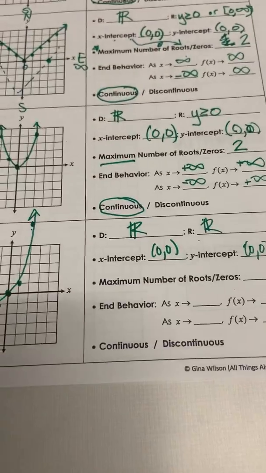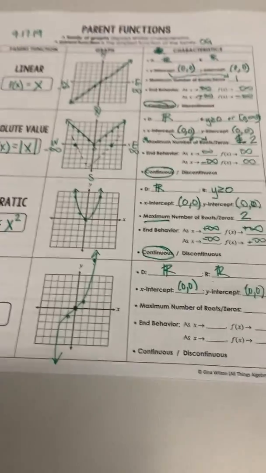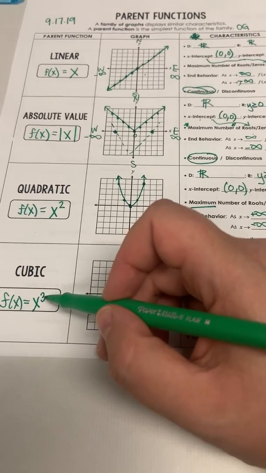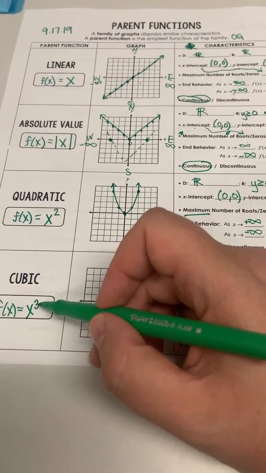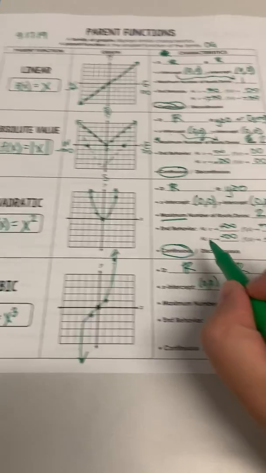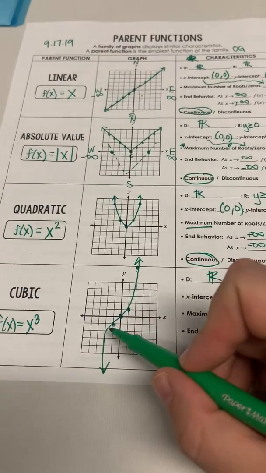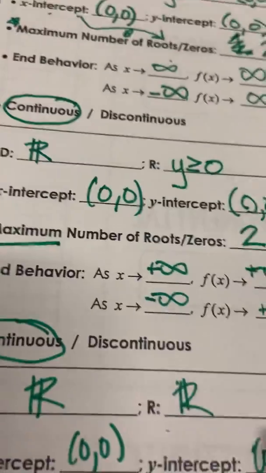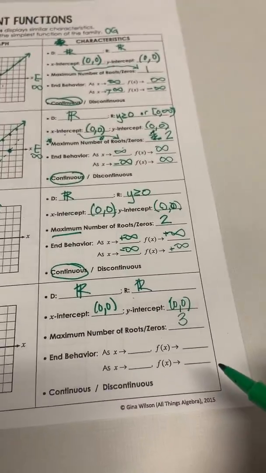Okay. The maximum number of roots or zeros. Because this is a cubic function, you can generally have as many maximum zeros as there are in the power. So this is 3. You know how we had 2 here? That's why it was 2 here. This could have 3 because it could hit 1, 2, and then up here 3. So the maximum number is 3.